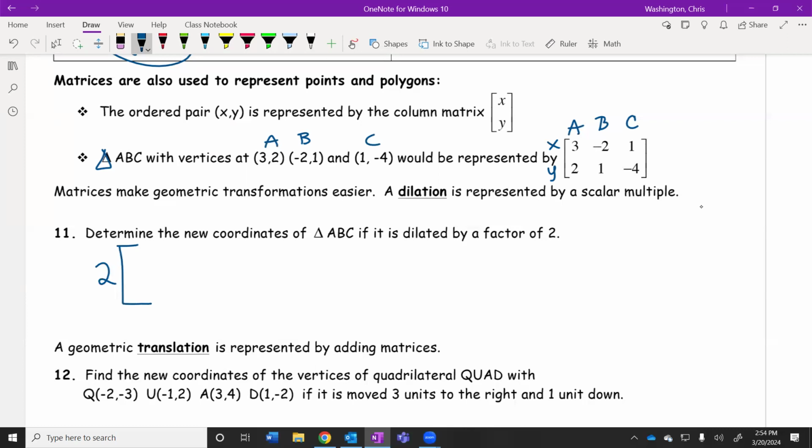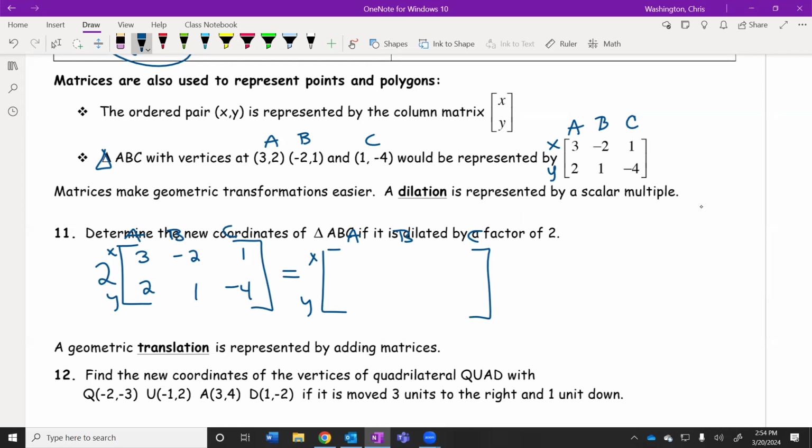We can take all of the coordinates in this matrix, 3, 2, negative 2, 1, 1, negative 4, and we can multiply all of these by the scalar multiple of 2. That's going to give me the new coordinates for my much bigger triangle, twice as big, actually, because we're dilating it by a factor of 2. A, B, and C would still be in the same place. X and Y would still be in the same place, but this is going to be that bigger triangle.